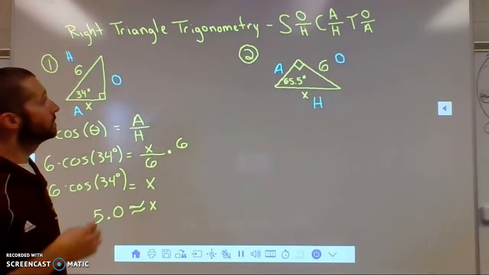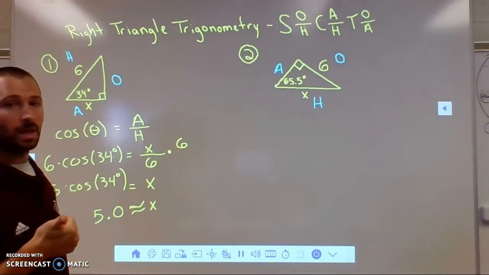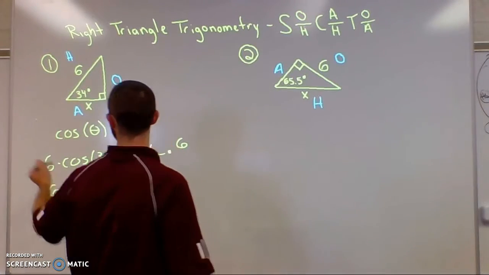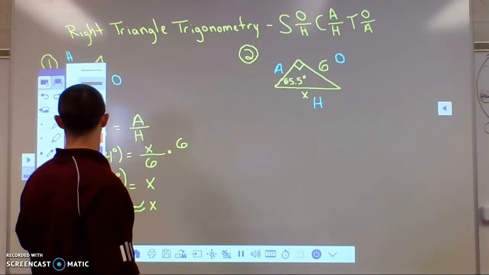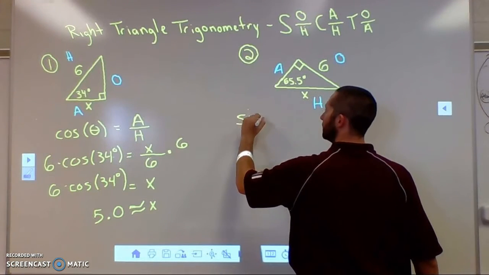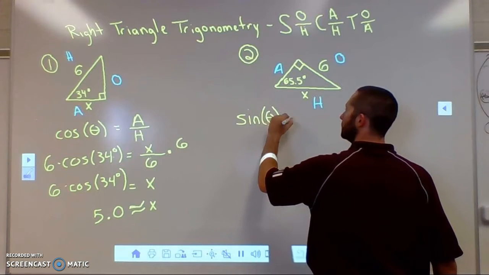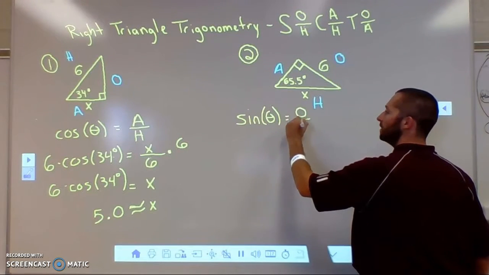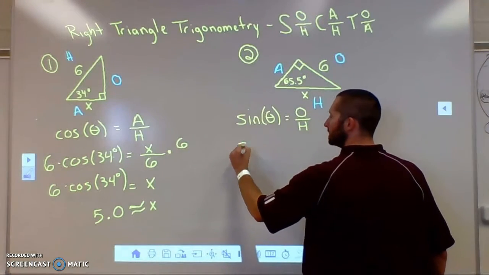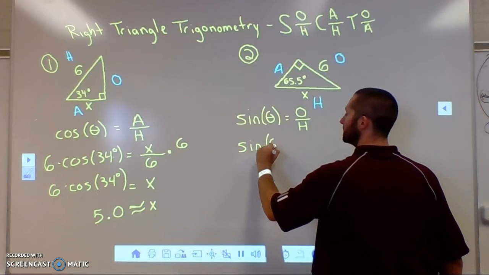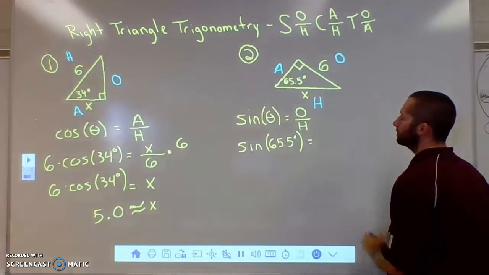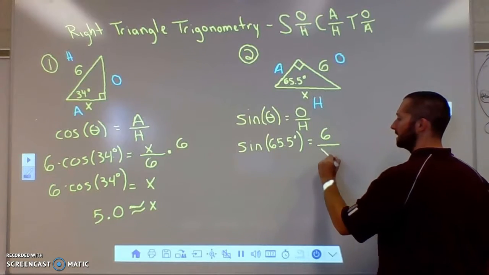So looking at it, I have to choose. I know the opposite side. I want the hypotenuse. I'm going to use sine for this one. Go ahead and set it up. Sine of my angle equals the opposite side over the hypotenuse. We'll sub in our known values. Sine of 65.5 degrees equals 6 divided by x.